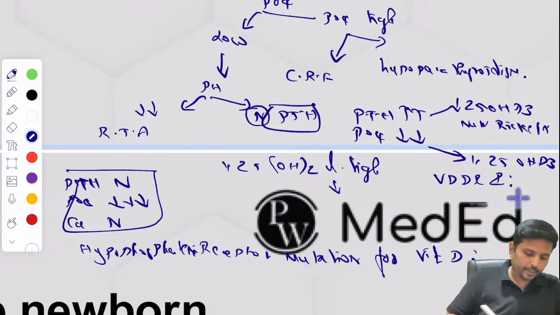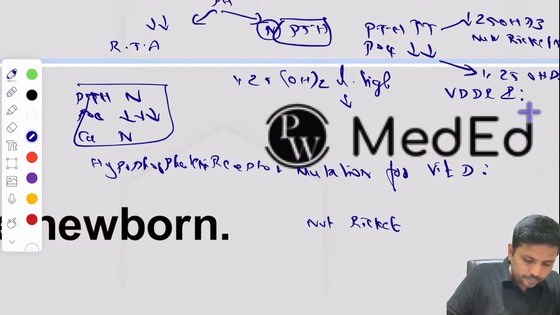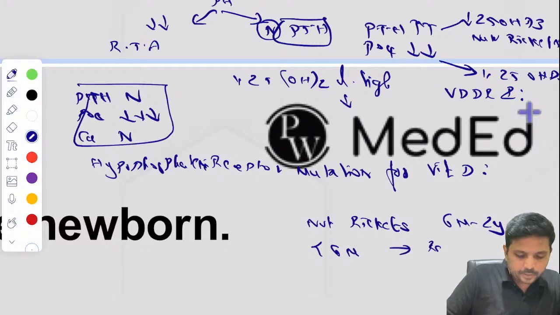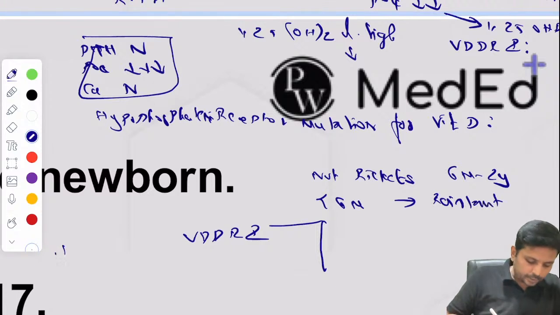Very, very important. Again, nutritional rickets usually manifests at 6 months to 2 years. Less than 6 months means it is resistant rickets. Resistant rickets means two classifications. VDDR 1, in which there is low 1,25 dihydroxy D3.